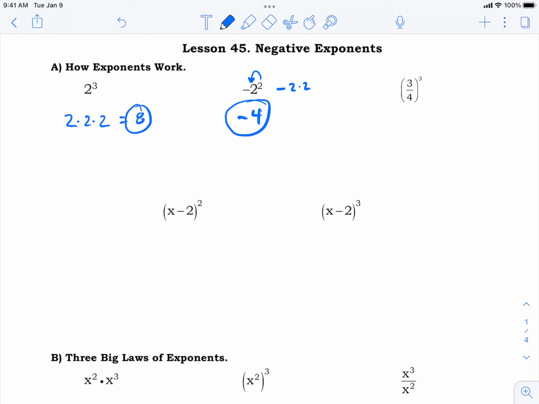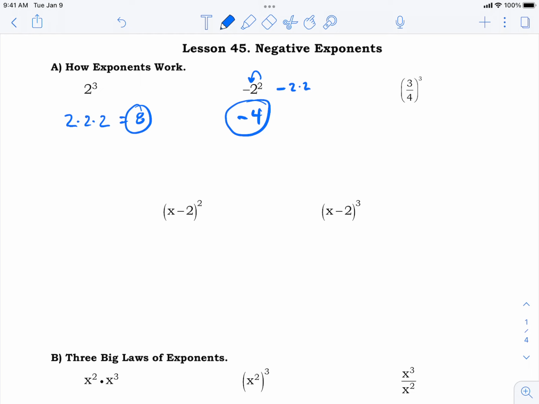If you had meant to square a negative 2, you would have to put it in parentheses like this. That way you're making 2 copies of a negative 2. Get it? That would be positive 4. That works okay. But again, that's not what that is. So please be careful about that. It usually surprises an awful lot of people with this. That is a negative 4.